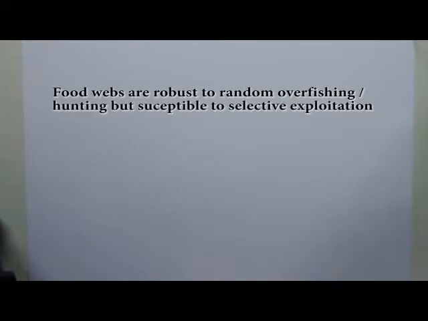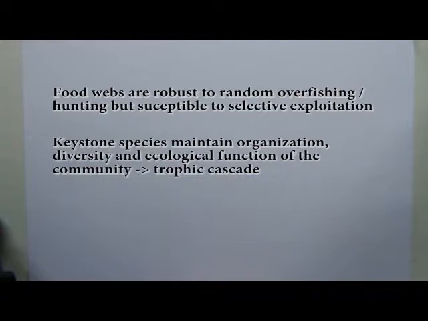Okay, let's conclude what we have learned so far. Food webs are relatively robust to random overfishing because many species are redundant in their function, but they are susceptible to selective exploitation of so-called keystone species. Keystone species fulfill important roles in the regulation of the community and maintain the organization, diversity, and the ecological function in an ecosystem. The regulation of organisms on lower trophic levels by organisms on higher trophic levels is called trophic cascade.